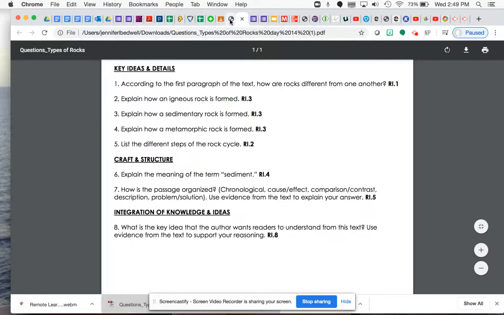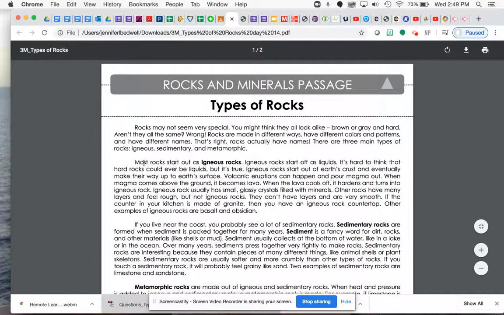All right, let's go back. Most rocks start out as igneous rocks. Igneous rocks start off as liquids. It's hard to think that hard rocks could ever be liquids, but it's true. Igneous rocks start out at Earth's crust and eventually make their way up to Earth's surface. Volcanic eruptions can happen and pour magma out. When magma comes above the ground, it becomes lava. When the lava cools off, it hardens and turns into igneous rock.